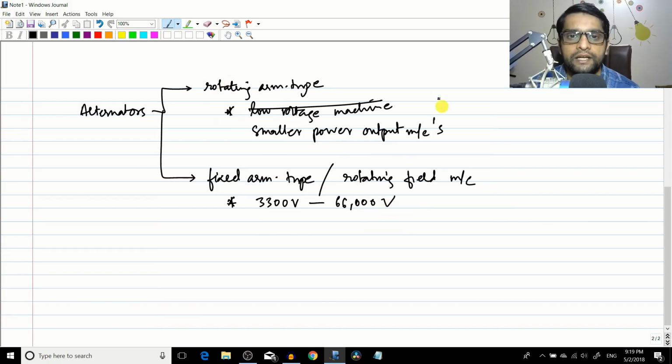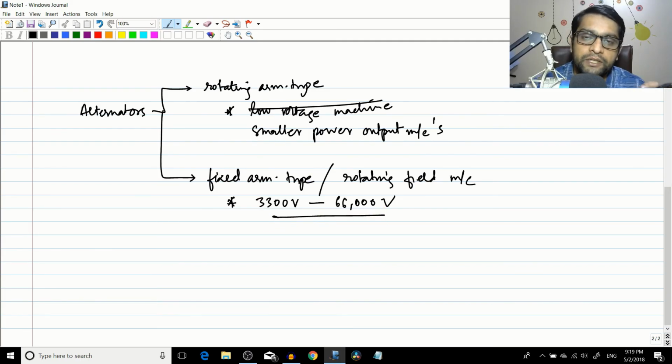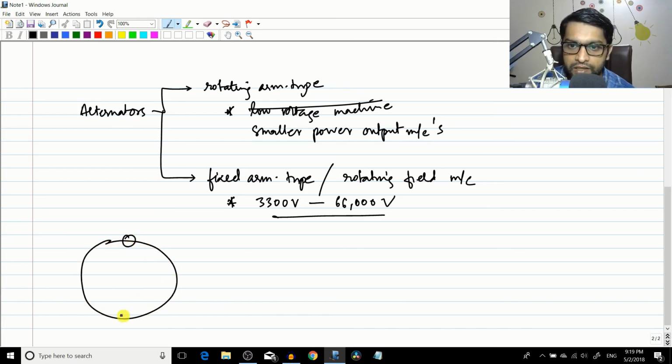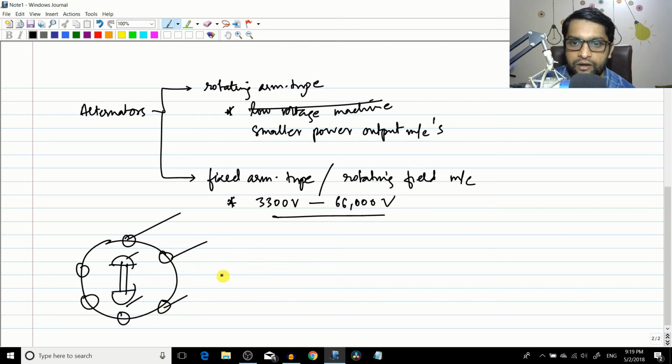Why? Because in the rotating armature type, you are using slip rings. For smaller voltages, the contact between slip ring and brushes might not be a big problem. But for higher voltages like 3300 volts or 66,000 volts, the contact between the slip ring and the brushes will produce huge sparks. So it is better to keep your armature steady and rotate your field. Because the armature is not moving, you can directly extract EMF across the conductors, so you don't need a slip ring arrangement here. This is a basic introduction to the alternator.